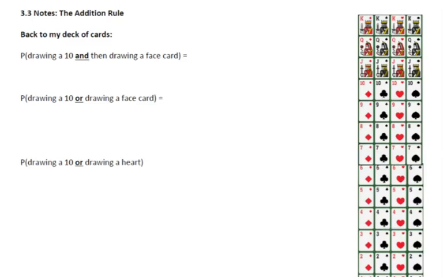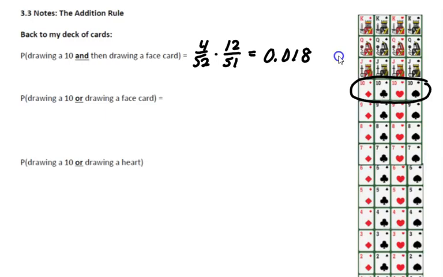Now we're going to return to the deck of cards and draw a couple of cards. We're going to draw a 10 and then draw a face card. So what's the probability of doing that? Well, we see that we have 4 10s, so there's a 4 out of 52 chance of drawing a 10. I've already drawn a card, so now there's only 51 cards left, and 12 of those are face cards. So there's a 12 out of 51 chance of drawing a face card. If we multiply those two together, there's about a 1.8% chance of drawing a 10 and then a face card.